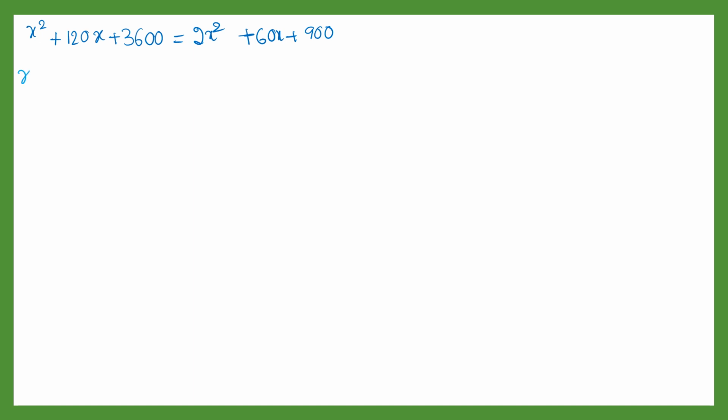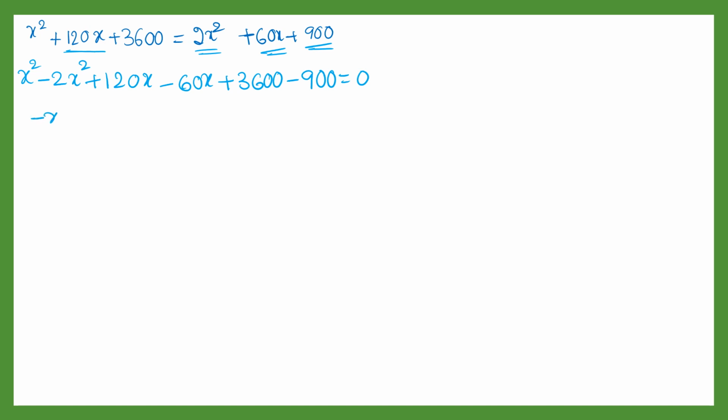So x squared as it is. This 2x squared, if it comes to the left side, will become minus 2x squared, plus 120x as it is. This 60x, it will come to the left side and become minus 60x, plus 3600. This 900, if it comes to the left side of the equation, will become minus 900, equal to 0. x squared minus 2x squared is minus x squared, plus 120x minus 60x is plus 60x. 3600 minus 900 is plus 2700.